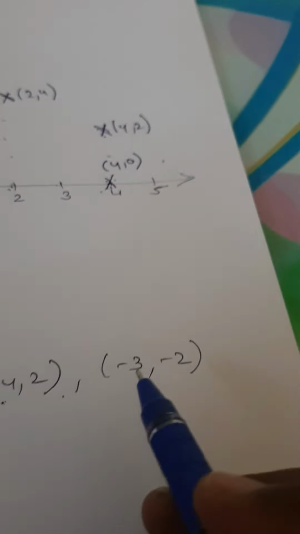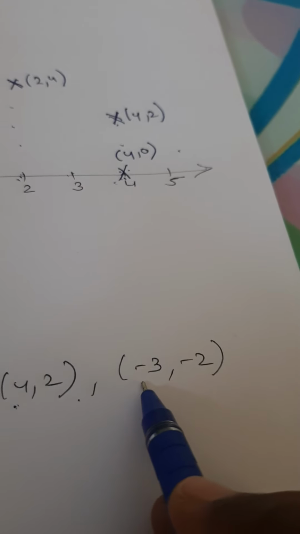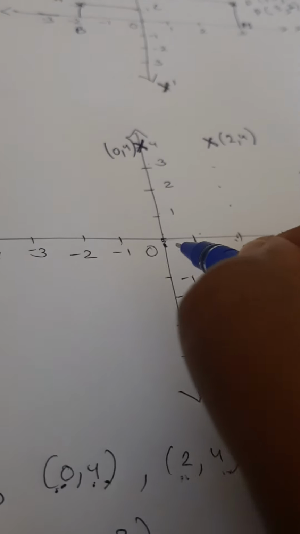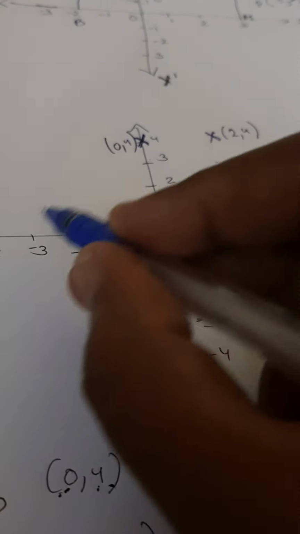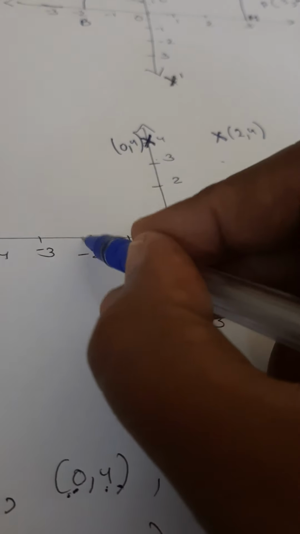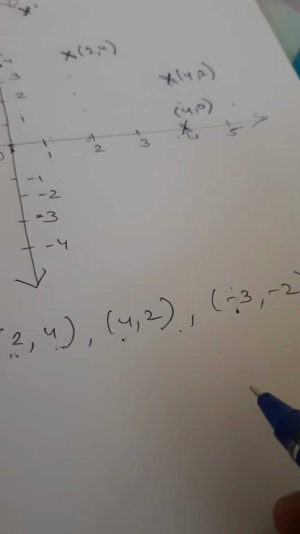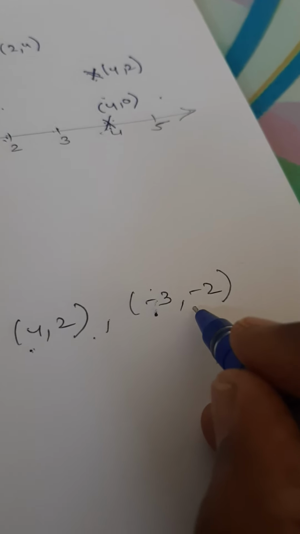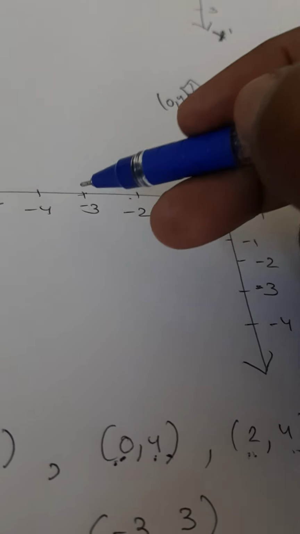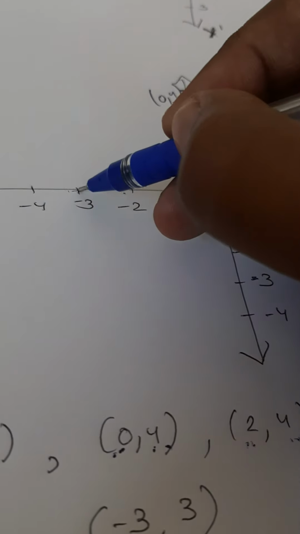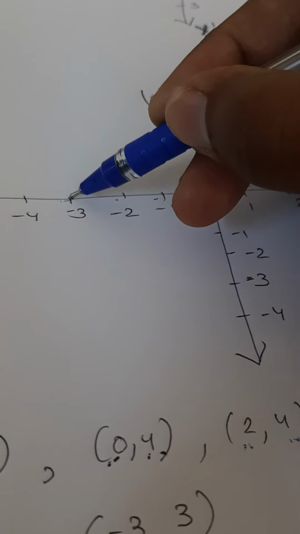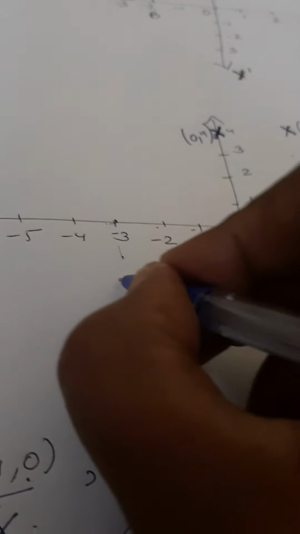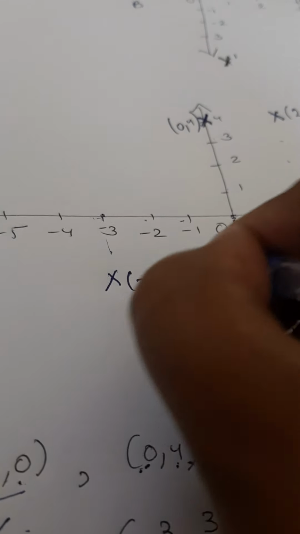Correct? The next point is (-3, -2). So -3 lies on the negative x-axis. I have to move from the origin 3 units, but on the negative side. So 1, 2 and 3. Okay, then the y coordinate is -2. So I have to move 2 units parallel to the y-axis, but as it is -2, I have to move below the x-axis. Correct? So from -3, I have to move 2 units below the x-axis, parallel to the y-axis. So 1 and 2. So my point is (-3, -2).